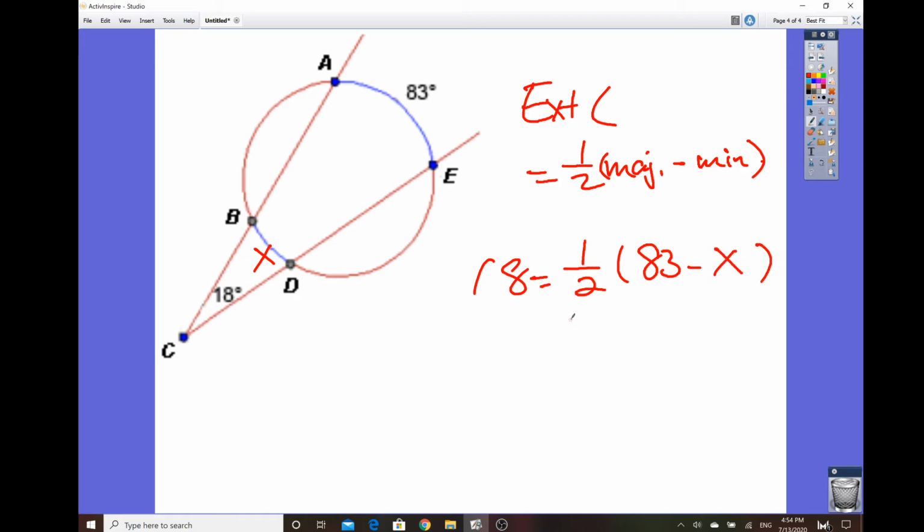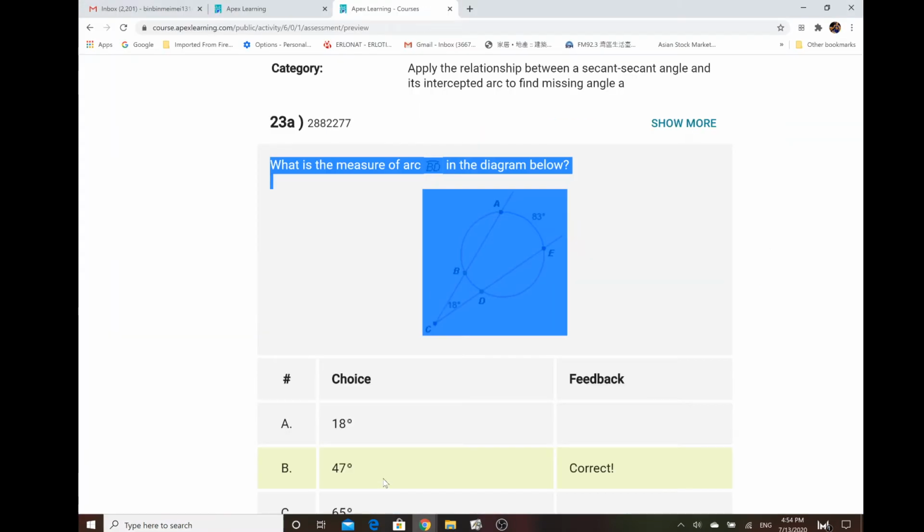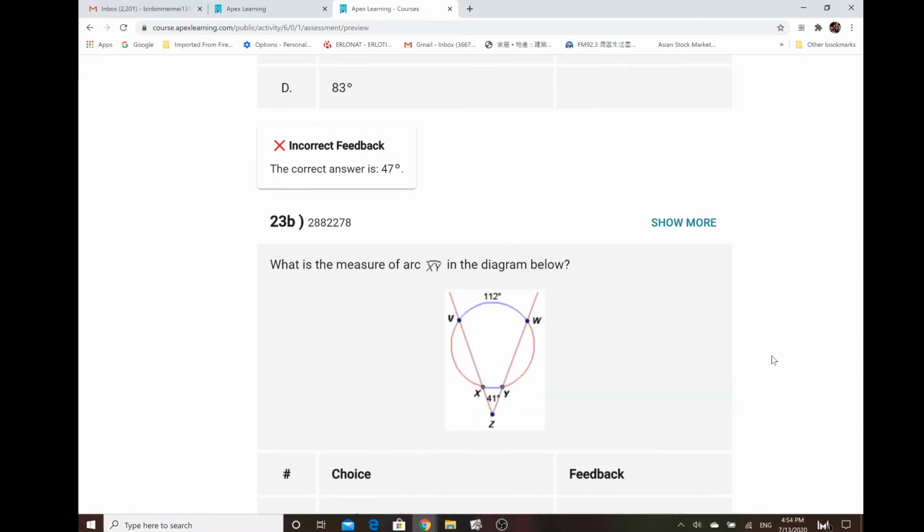To solve for x, the first thing you want to do is multiply by 2 on both sides, so you get 36 equals 83 minus x. Then to solve it, swap the numbers in the terms: 83 minus 36, and we have 47. So 47 degrees, that's the measure of the minor arc. Going back to the page here, 47 degrees.